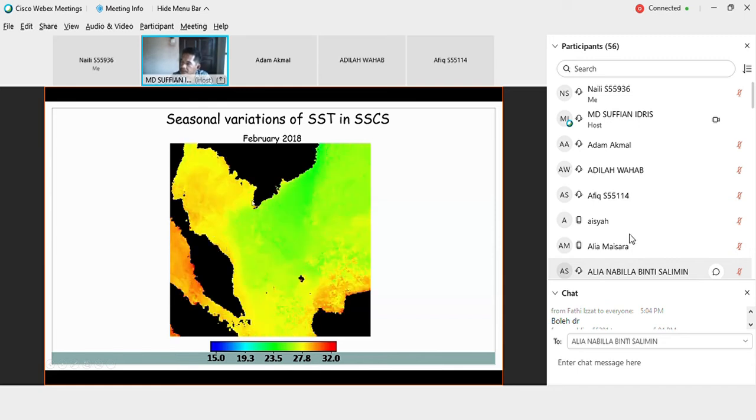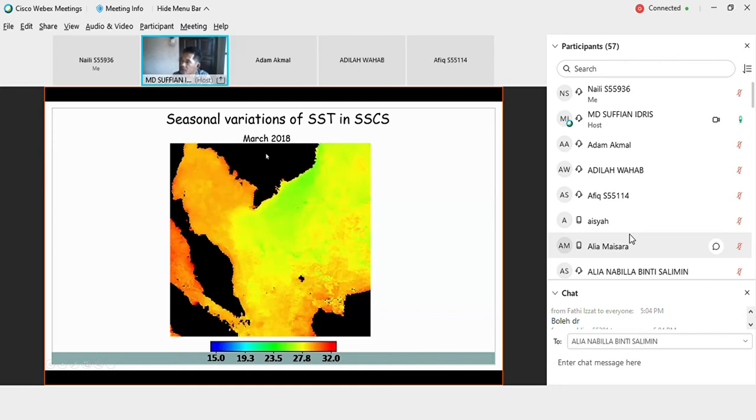Because of a very strong current from north to south along the coastal waters of Asia. The water comes like that and carries across the Gulf of Thailand, moving to the east coast of Peninsular Malaysia. That is February, and then from March, the SST starts to increase.